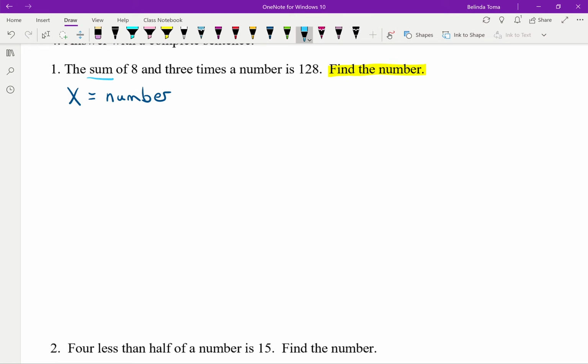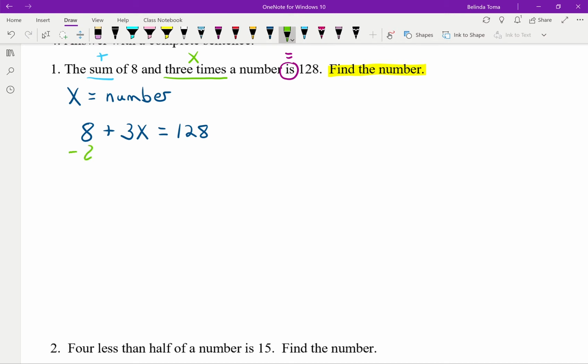So when I hear the word sum, I think of addition. When I hear 3 times, I want to think of multiplication. And when I see the word is, I want to think about equals. So using all of those skills, I get the sum of 8 and 3 times the number is equals 128. That's my translation and my equation.